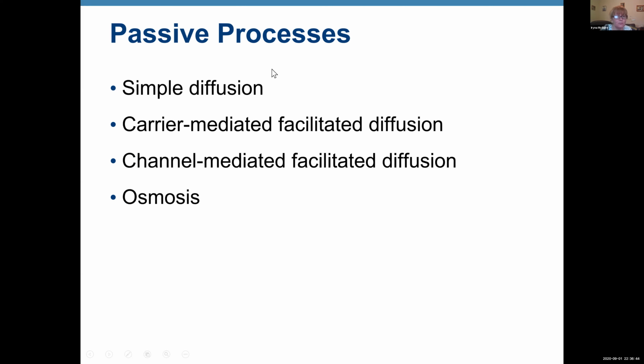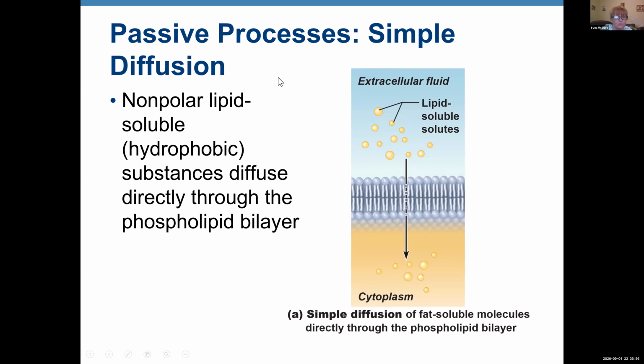So passive transport can be divided into simple diffusion, facilitated diffusion, carrier mediated and channel mediated, and osmosis. Simple diffusion is for non-polar lipid-soluble or hydrophobic molecules. Those substances diffuse directly through the phospholipid bilayer, like shown over here. That's simple diffusion.